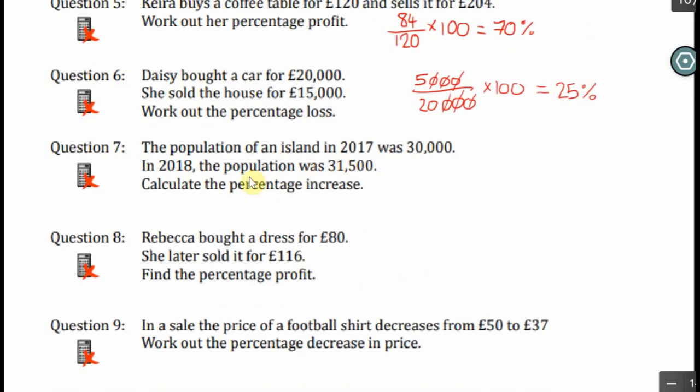Population of an island was 30,000, and then a year later it was 31,500. So the change was 1,500 out of the original amount, 30,000. Now we can cancel off 2 zeros. And this is the same as 15 over 300, which I'm actually going to simplify down first. I can divide both of those by 15 to get 1. And how many 15s go into 30? Well, 2, and we've got the extra 0. So this is 1/20th. Turn it into a percentage by times it by 100, and that will be 5%.